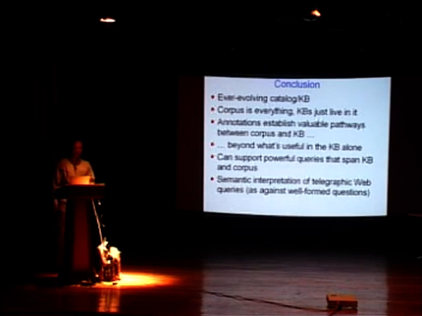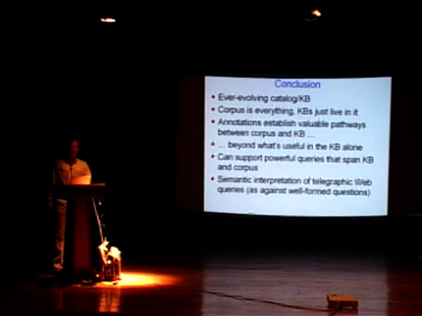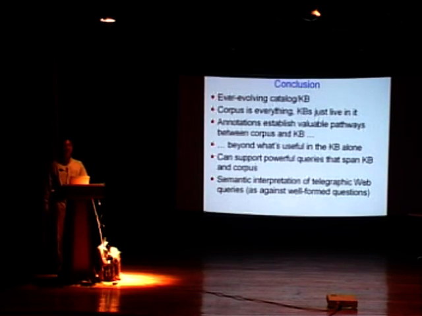So in conclusion, the catalog is the way humans are trying to structure unstructured knowledge in the web. That's the knowledge base. But the catalog is always incomplete. It's always evolving. And to answer many interesting kinds of queries, it's not enough to depend on the catalog or knowledge base alone. We have to connect it to the unstructured corpus and answer queries collectively. And one way to look at it is that everything is a corpus. Even the knowledge base is the corpus. It just lives in the web corpus.